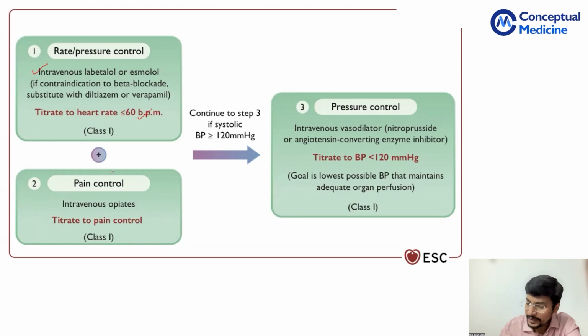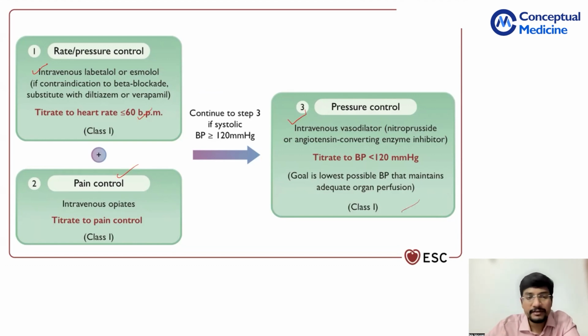For pain control, you give intravenous opioids. We give morphine here, which also reduces the blood pressure and alleviates pain, which is very useful. If despite this the BP is more than 120, you can add vasodilators like nitroprusside or angiotensin converting enzyme inhibitors. The goal is to keep the BP as low as possible and maintain adequate organ perfusion. So that's a class 1 indication.